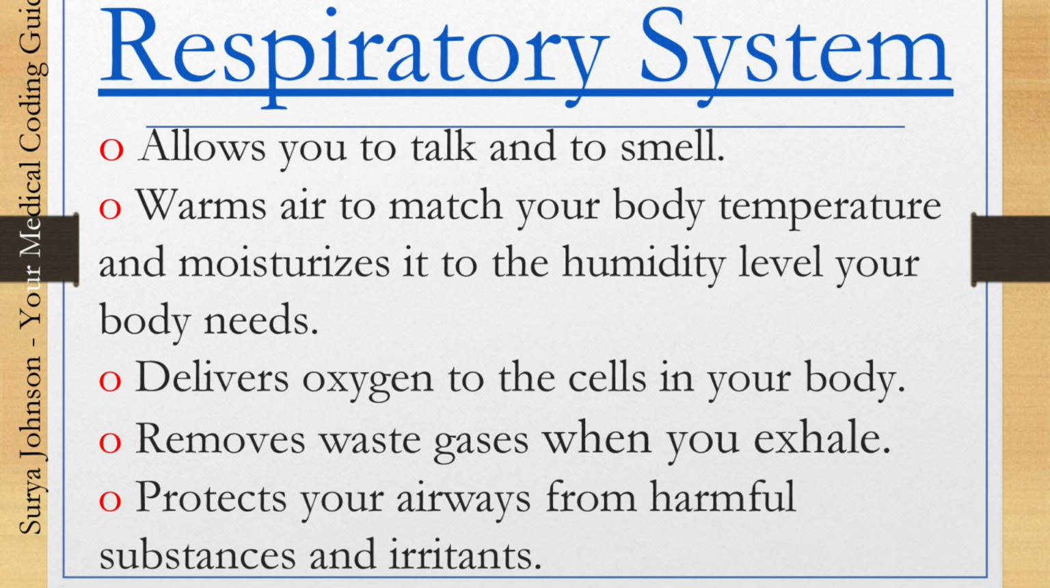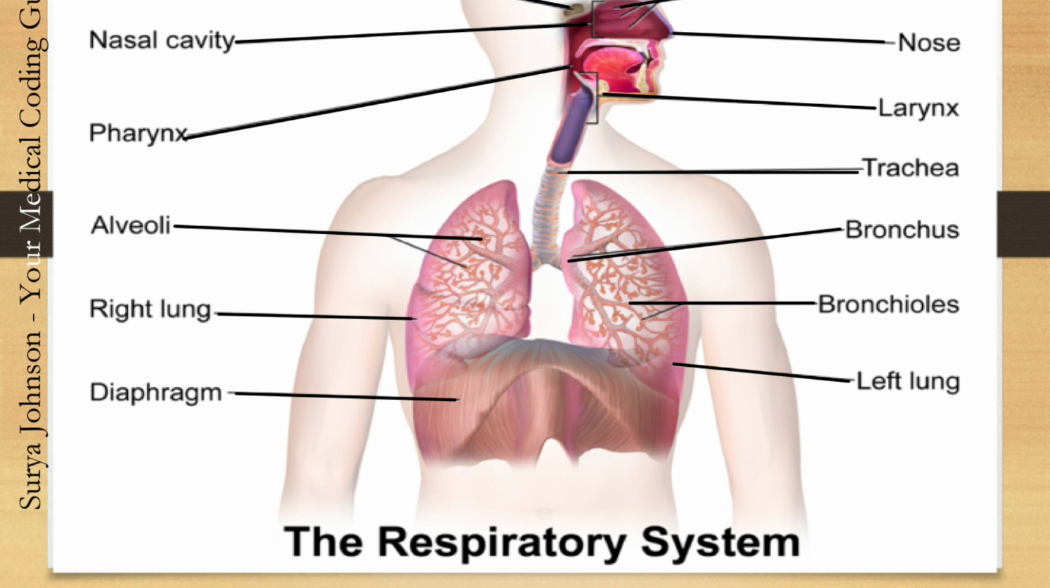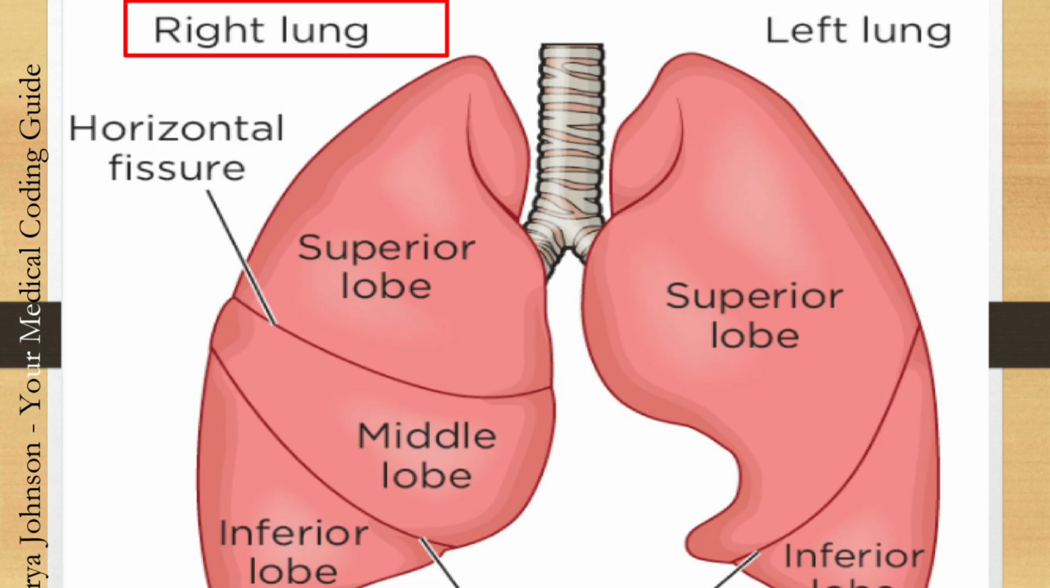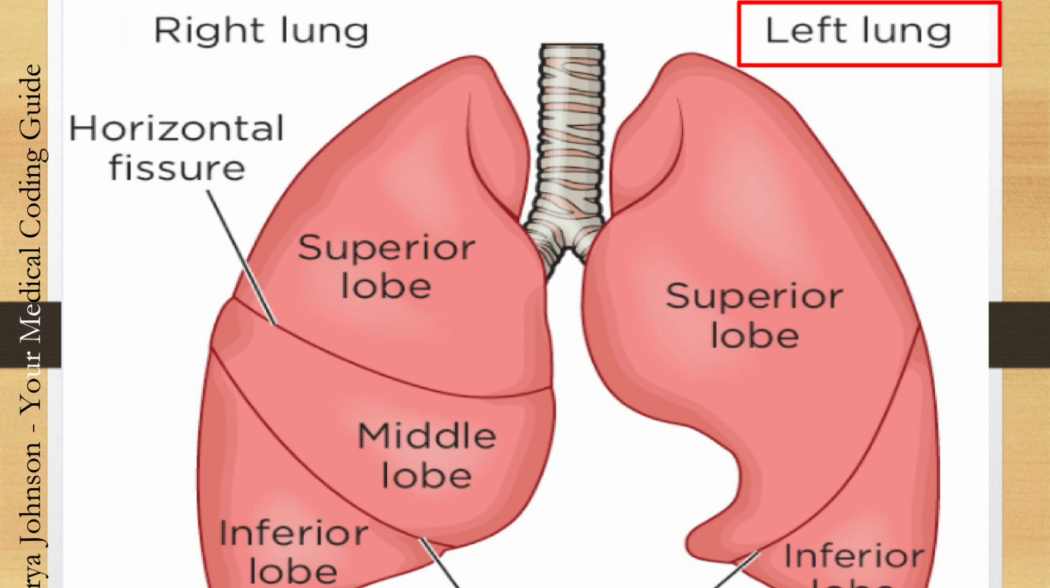We'll see about the parts of the respiratory system. It includes the nasal cavity, the nose, the pharynx, the larynx, trachea. Then the trachea goes into the bronchus. Then the bronchus branches into bronchioles. Then it ends up as an alveolar sac. Then the right lung, left lung, and the diaphragm below. The right lung has 3 lobes, the superior lobe, the middle lobe, and the inferior lobe, whereas your left lung has only 2 lobes, a superior and an inferior lobe.